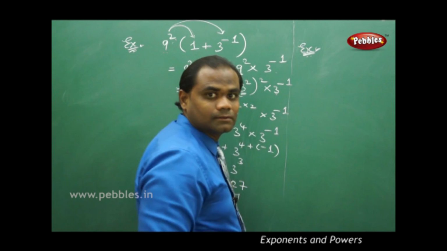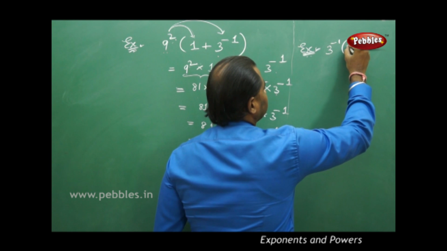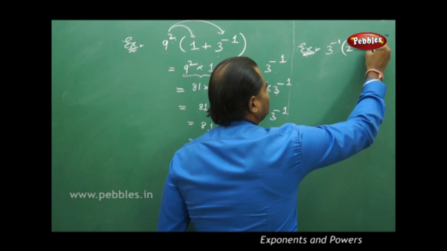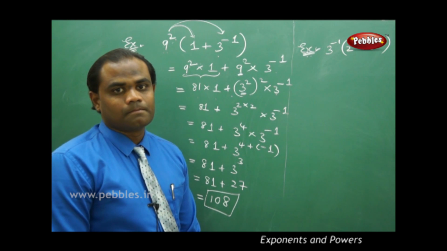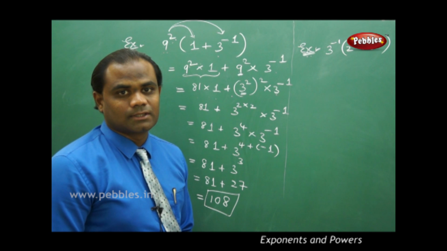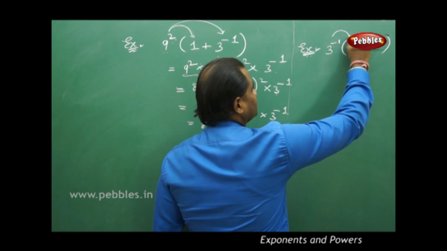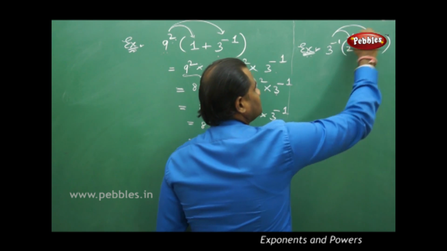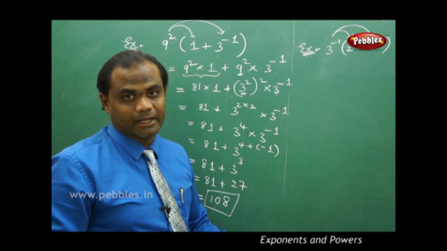Yes, if I have a problem, this is the problem and I want to simplify this using the laws of indices. So initially what I'm going to do is multiply this 3 raised to negative 1 to each of the terms 2 power minus 1 and 5 power minus 1. This is how I expand the brackets.